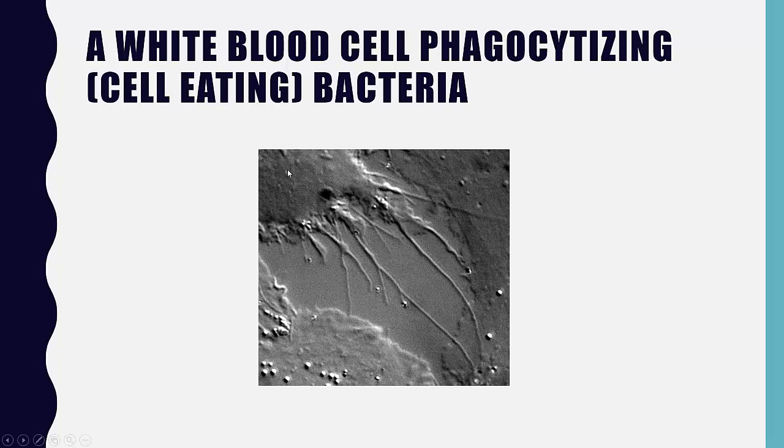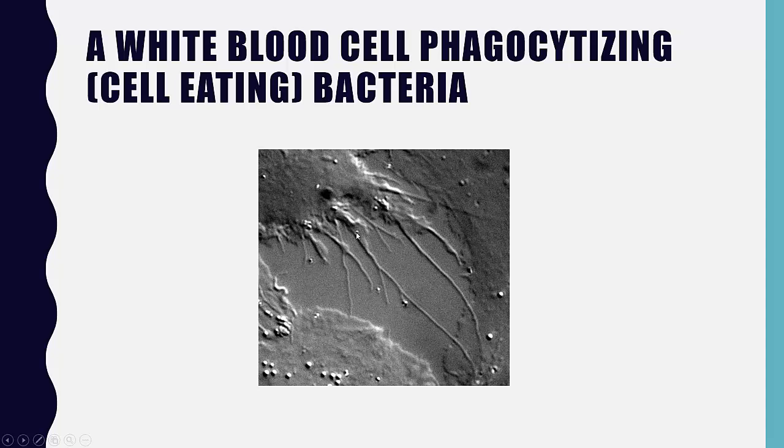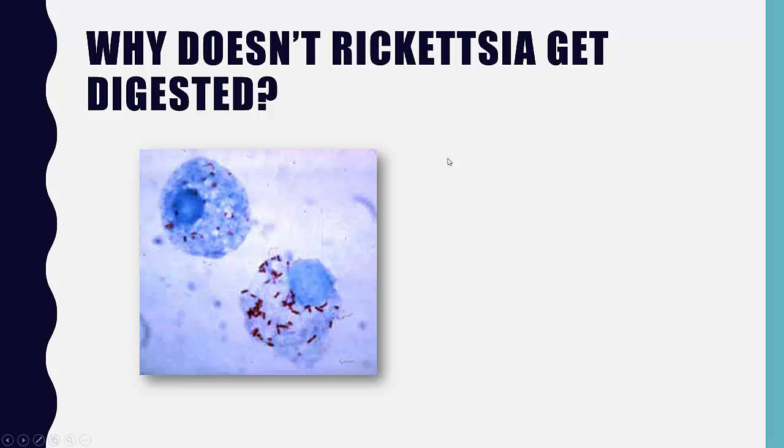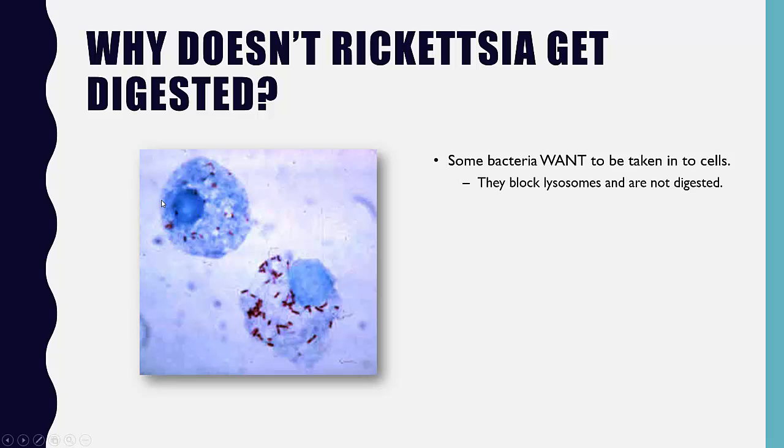So, again, here's our white blood cell trying to phagocytize all the little bacteria. So, little bacteria, and a white blood cell, a eukaryotic cell. One thing I wanted to mention here: here we have Rickettsia rickettsii, and it doesn't get digested. There are bacteria that actually, on purpose, want to be eaten by some of our white blood cells. Why is that? Well, once they get phagocytized, they block lysosomes and therefore they never get digested.